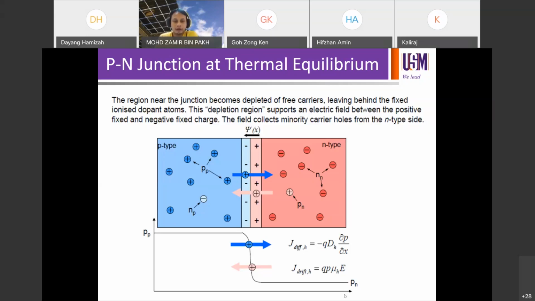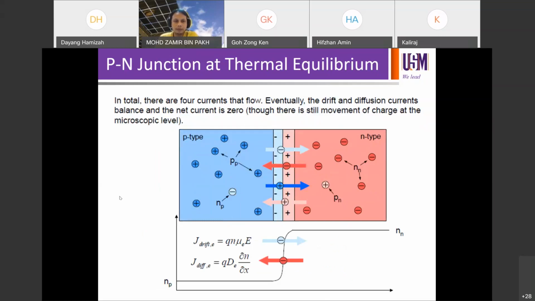So note the directions of both drift and diffusion components. The diffusion component is from the left-hand side to the right-hand side for holes, P-type to N-type, and you're going to have at the same time a drift component in the opposite direction, from N-type to P-type, right? So we're going to have two opposing directions of current density at the same time.